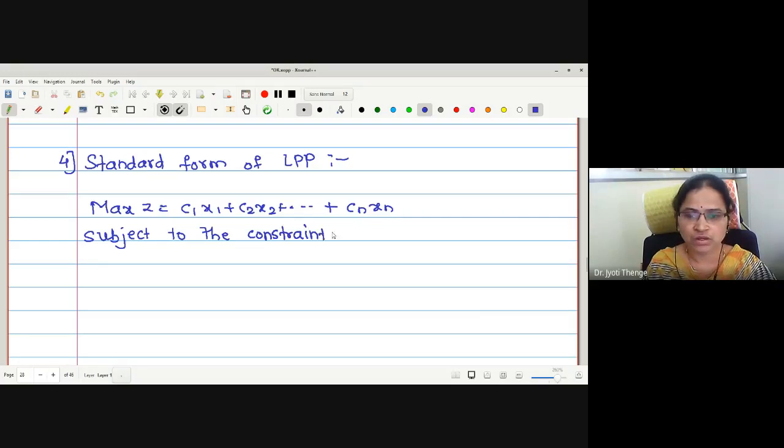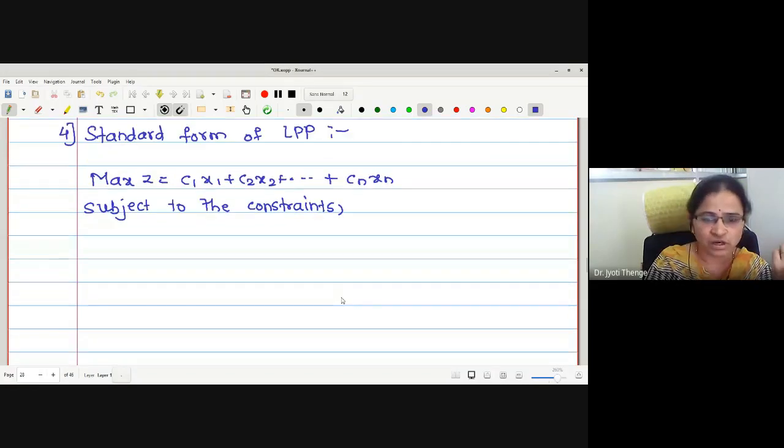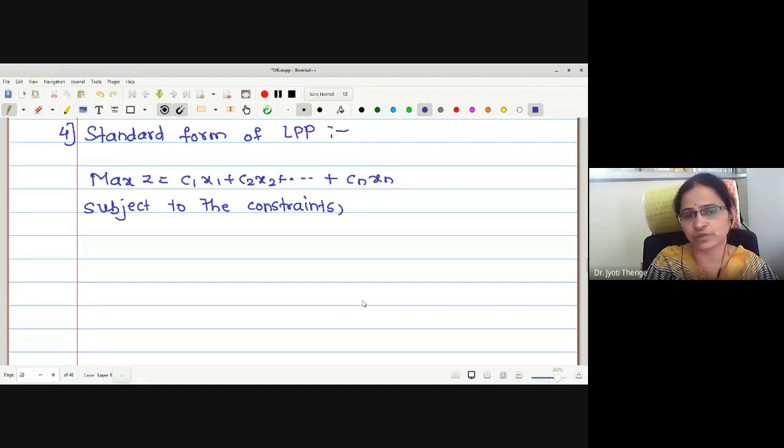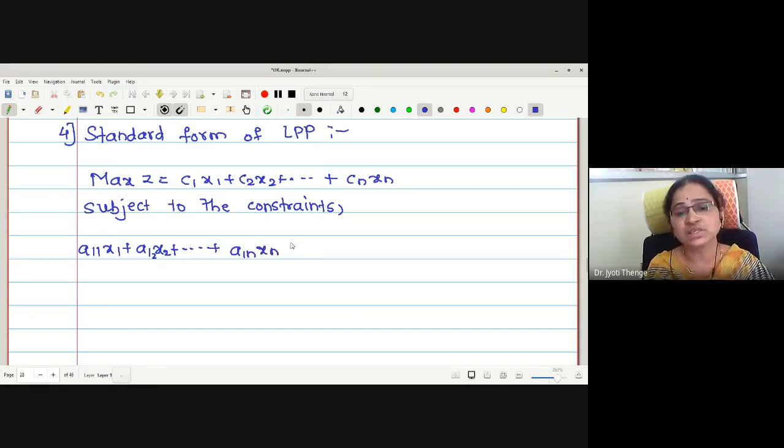Subject to the constraints. For the time being, we will assume that in the general LPP we have all less-than-or-equal constraints, and we will add a slack variable to each one of them and convert them to equations. A11 x1 plus A12 x2 plus so on up to A1n xn, assuming this is less than or equal to b1 in the general form. If it is less than or equal, what do I have to do? I have to add one slack variable.